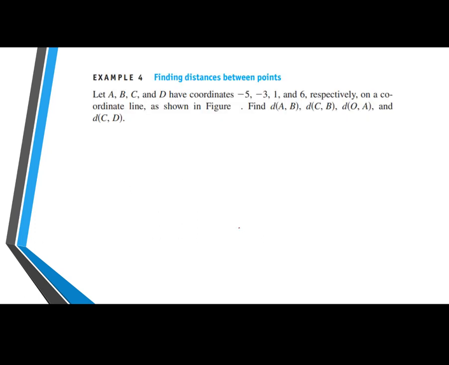So we have an example now, finding distances between points. Let A, B, C, and D have coordinates negative 5, negative 3, 1, and 6 respectively on a coordinate line. So as shown in the figure, find the distance between A and B, the distance between C and D, and the distance from the point of origin to point A.